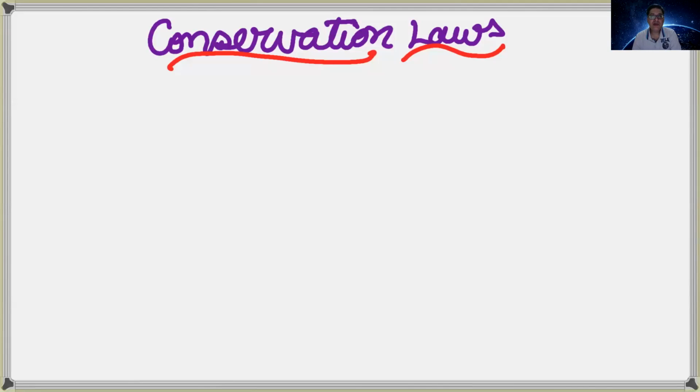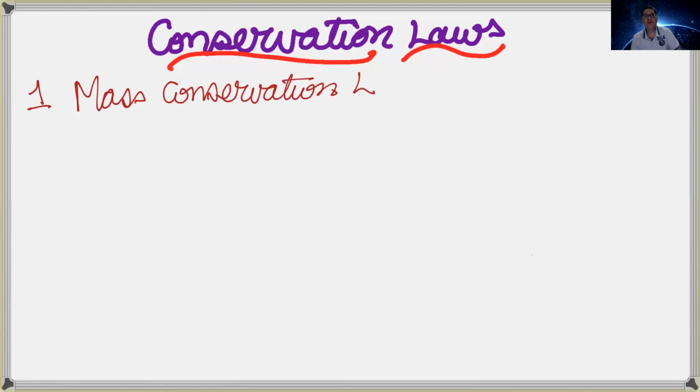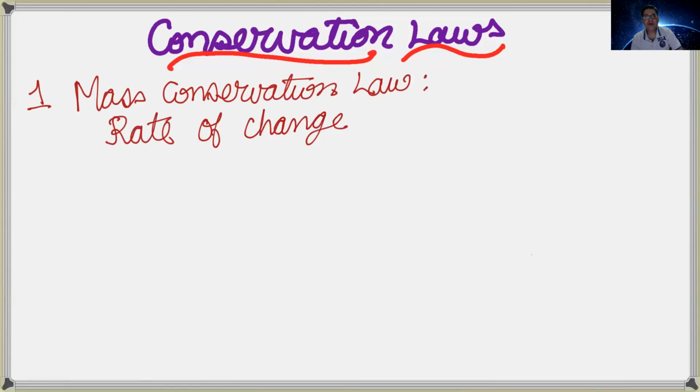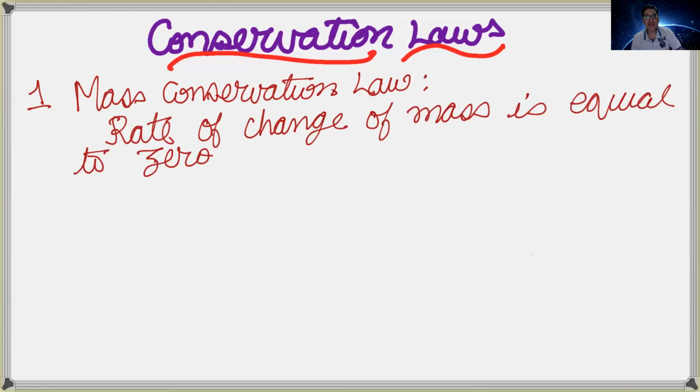There are two conservation laws which appear in fluid mechanics. Mass conservation law, which states that rate of change of mass is equal to 0. Mass can neither be created nor destroyed. This you can apply for a solid as well as a fluid element.